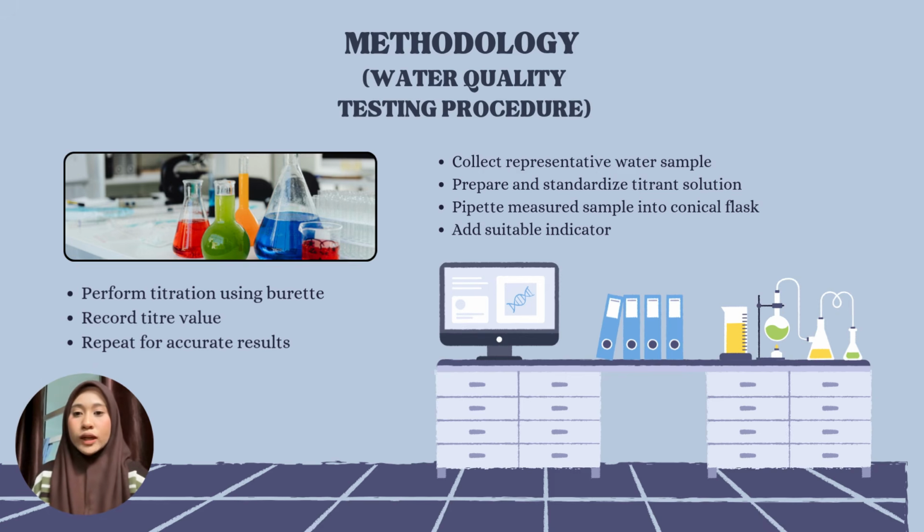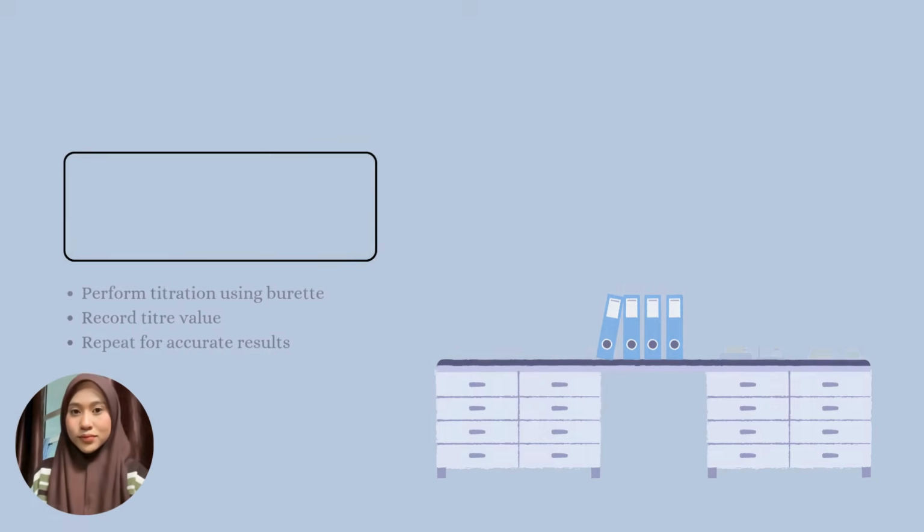Next, the volume of titrant used to reach the endpoint is called the titre value. This value is recorded carefully for further calculation. And lastly, the titration is repeated several times until consistent titre values are obtained. This improves the precision and reliability of the experimental result.